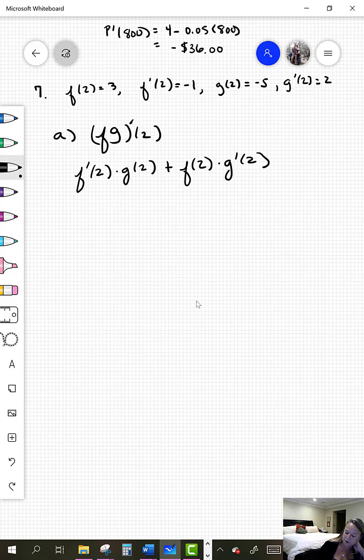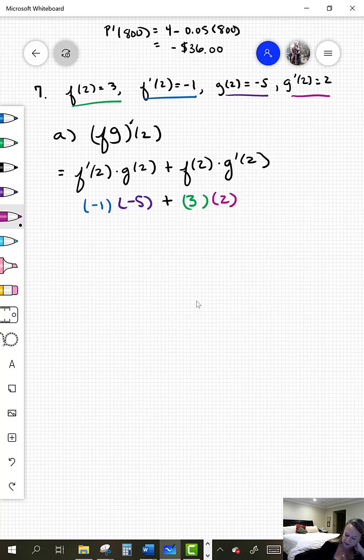Didn't matter in order here. That's just the process that I do it. And so we need to look at what is f prime of 2. So this is -1 all times g of 2. G of 2 was -5 plus f of 2. F of 2 is 3 all times g prime of 2, and g prime of 2 was 2. So doing this, we get -1 times -5, this gives me 5, and 3 times 2, this gives me 6. So 5 plus 6 gives me 11. Your answer should be 11.